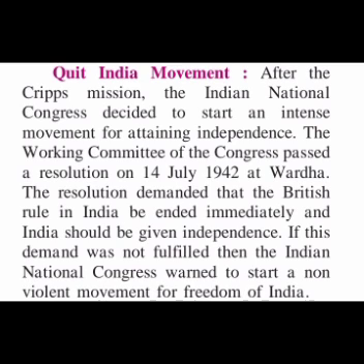Now, let us learn about Quit India movement. After the Cripps mission, the Indian National Congress decided to start an intense movement for attaining independence. And that movement was Quit India movement. Why was this movement started? Because Britishers did not grant freedom to India.